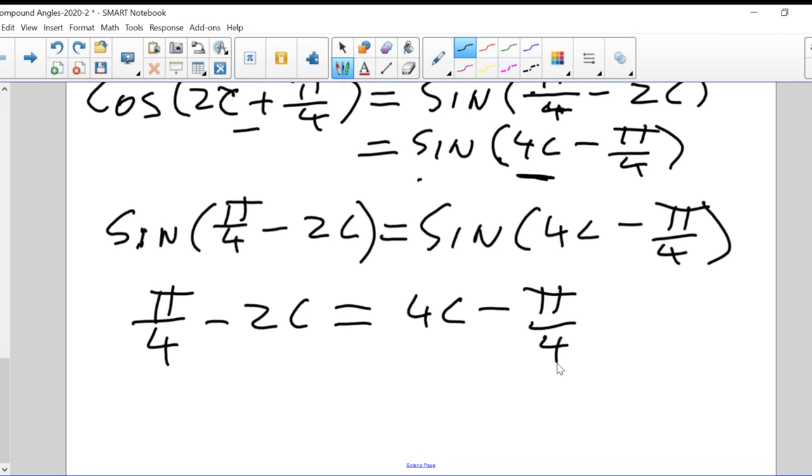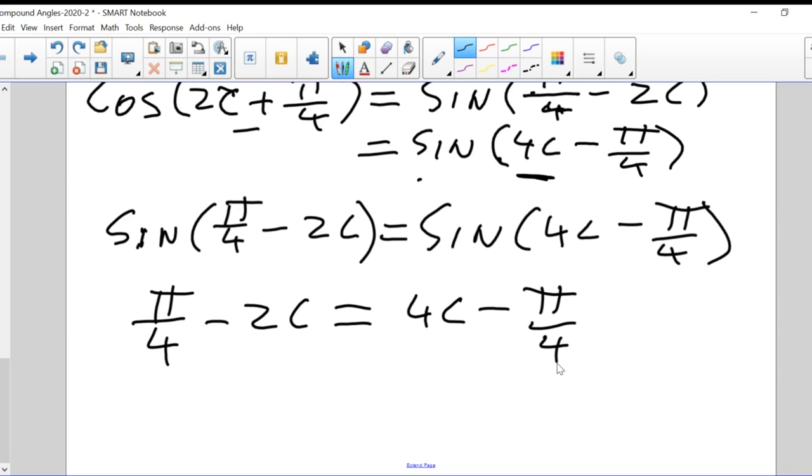I don't really like the word cancel, but I know what you mean, Mohammed. In a sense, you're saying we can ignore the sines, as long as they're both sines. If one side was sine and the other side was cosine, you can't do that. Because they're both sines on both sides, we can just make those two things equal to each other. So now we just have a regular, ordinary equation.